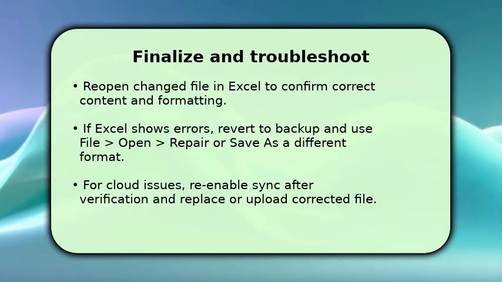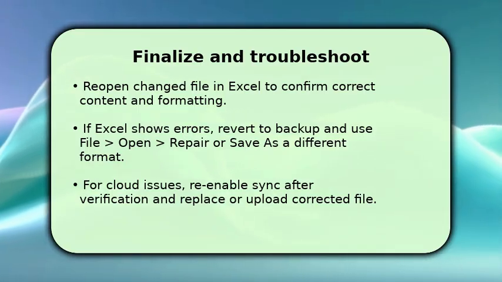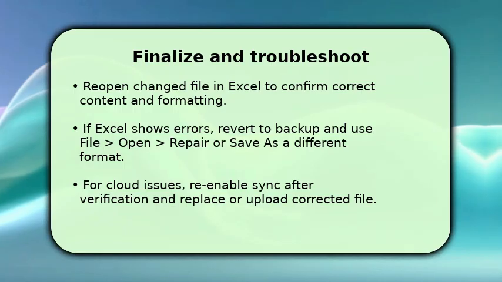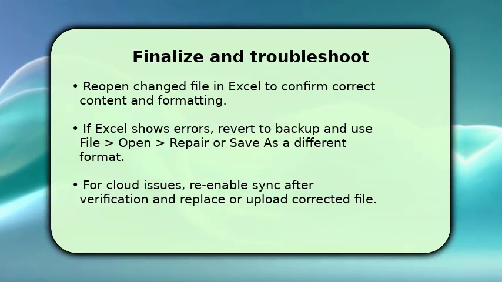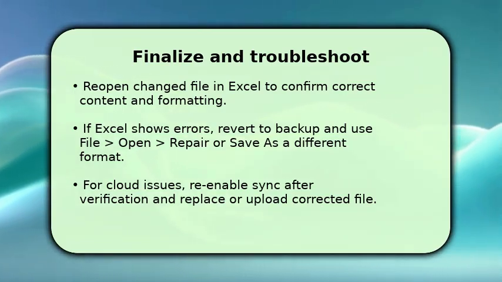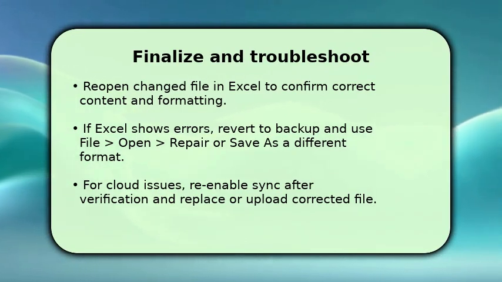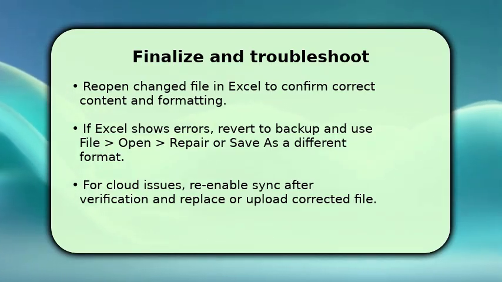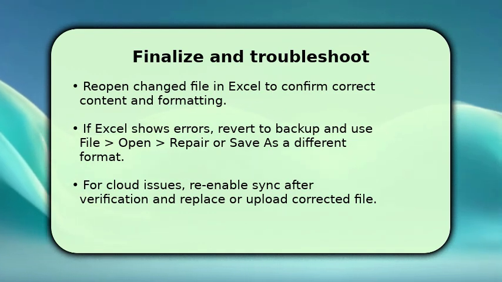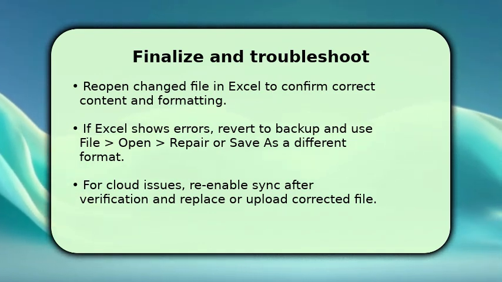If Excel reports errors or won't open, immediately revert to your backup and try File Open Repair or use Save As to a different compatible format. Also make sure Cloud Sync is off during these checks, then re-enable and replace the file in the cloud. One key troubleshooting tip: if the renamed file fails, don't force it. Restore backup and convert inside Excel instead of renaming raw extensions.